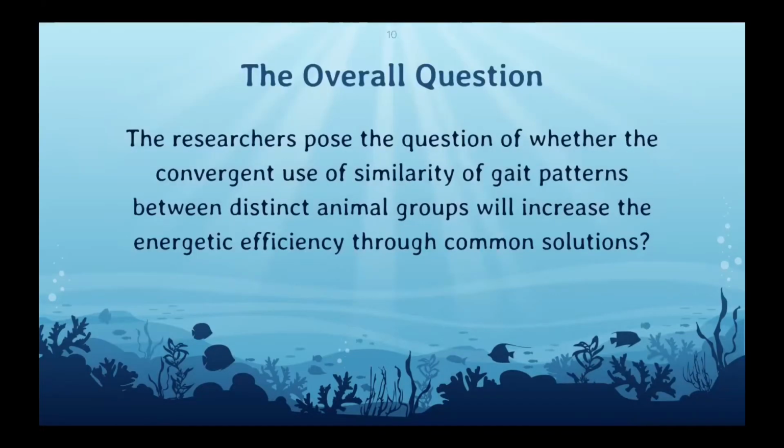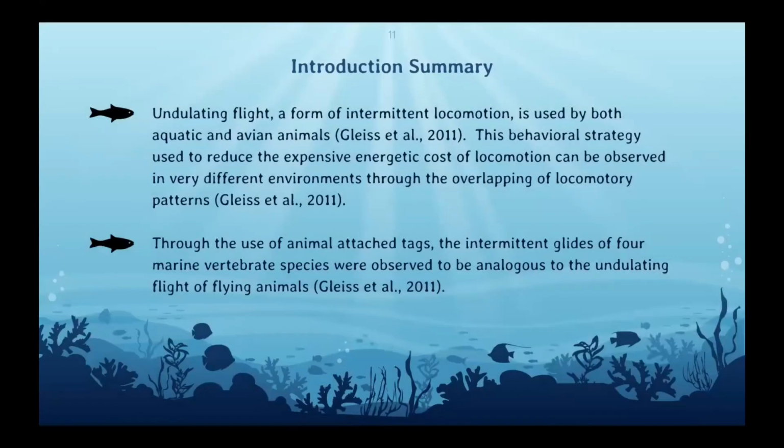The researchers posed the question of whether the convergent use of similarity of gait patterns between distinct animal groups will increase the energetic efficiency through common solutions. To summarize the introduction, undulating flight is used by both aquatic and avian animals. This behavioral strategy, used to reduce the expensive energetic cost of locomotion, can be observed in very different environments. Through the use of animal-attached tags, the intermittent glides of 4 marine vertebrate species were observed to be analogous to the undulating flight of flying animals.